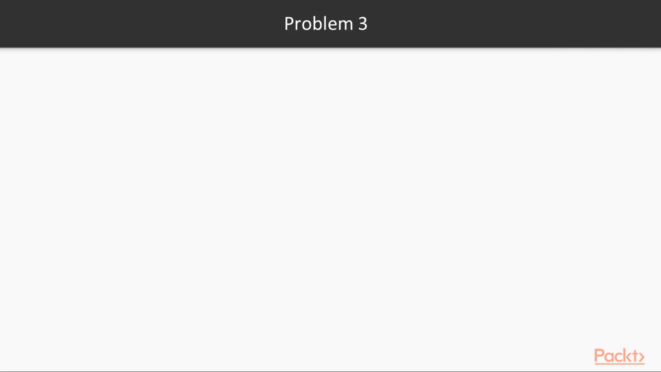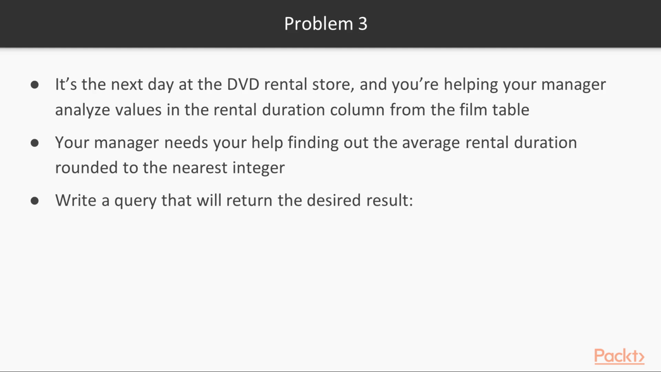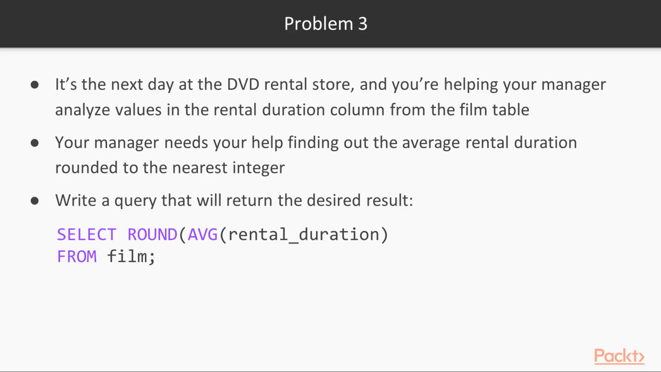Let's move on to Problem 3. So for Problem 3, it's the next day at the DVD rental store, and you're helping your manager analyze values in the rental duration column from the film table. Your manager needs your help finding out the average rental duration rounded to the nearest integer. Write a query that will return the desired result. So your solution to this problem should have looked like this. Again, we start with the select statement, and then with the round function, we pass in the returned result of passing in the rental duration column to the average function from the film table.